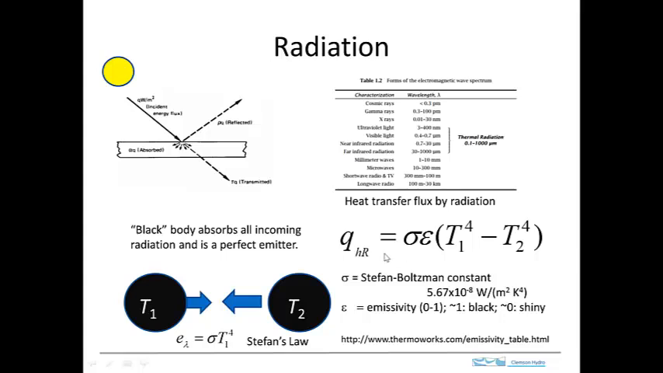And so you can see that this is a more general expression of Stefan's law. If this second body has a temperature that's very much lower than this temperature, and if it's a black body, then this is equal to 1, and we get Stefan's law. But in general, we use this kind of relation to get the heat flux by radiation between two bodies at different temperatures.